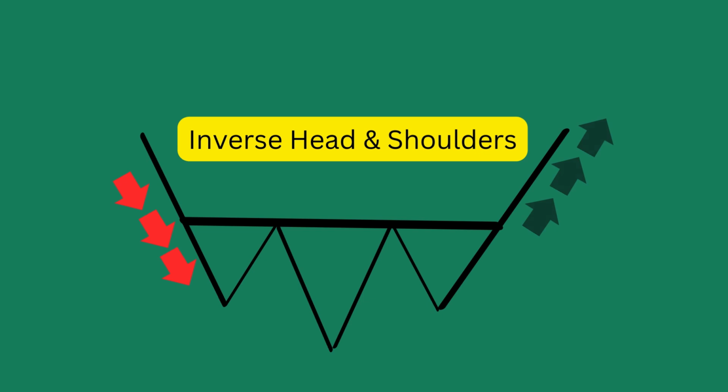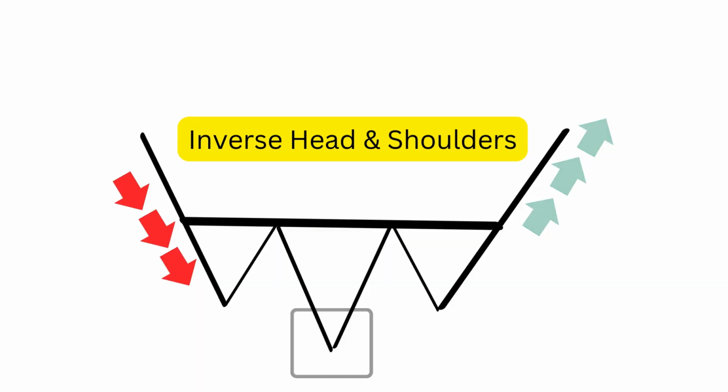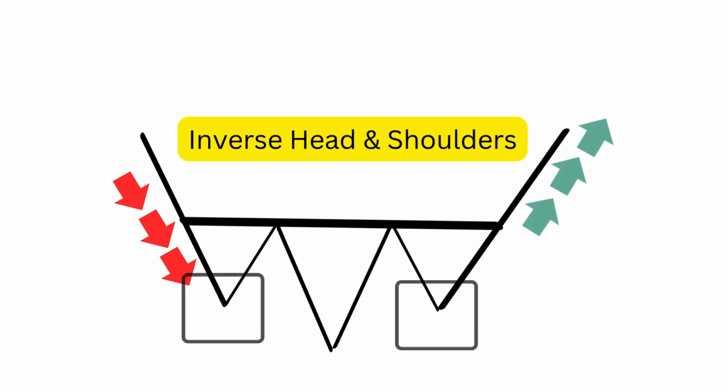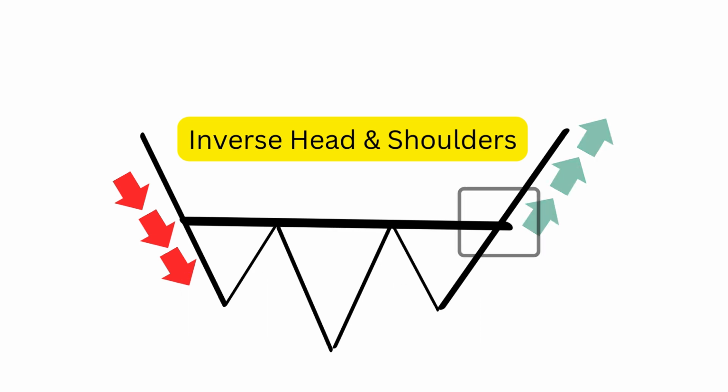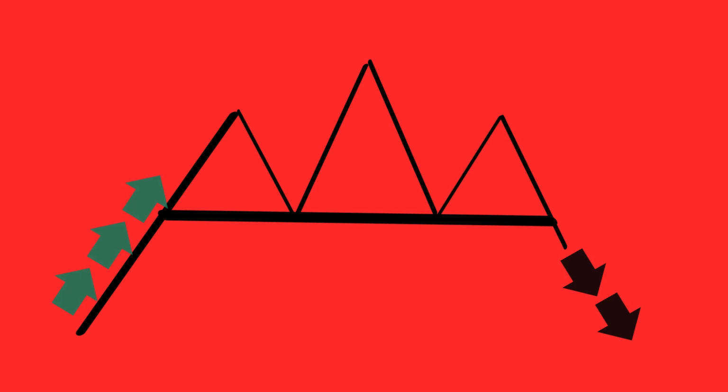The inverted head and shoulders is a bullish reversal pattern that forms after a downtrend. Instead of peaks, you'll see 3 troughs: a lower low, the head, flanked by 2 higher lows, the shoulders. When the price breaks above the neckline, it signals a potential upward trend.